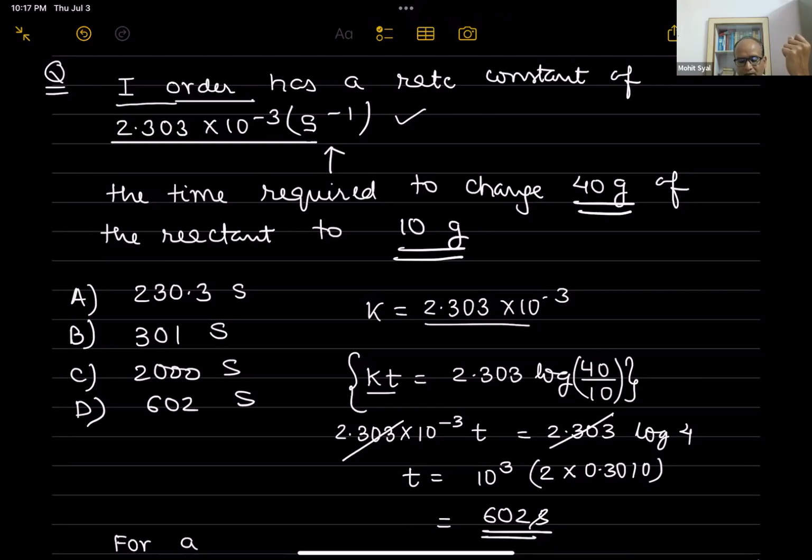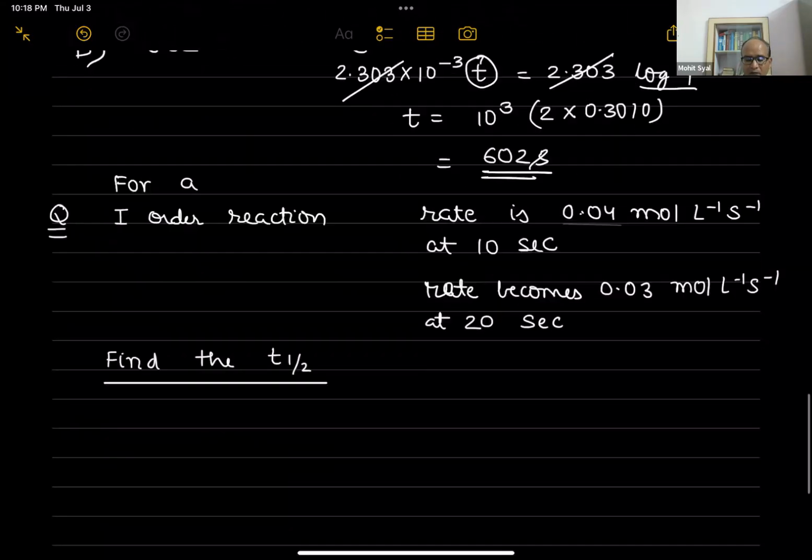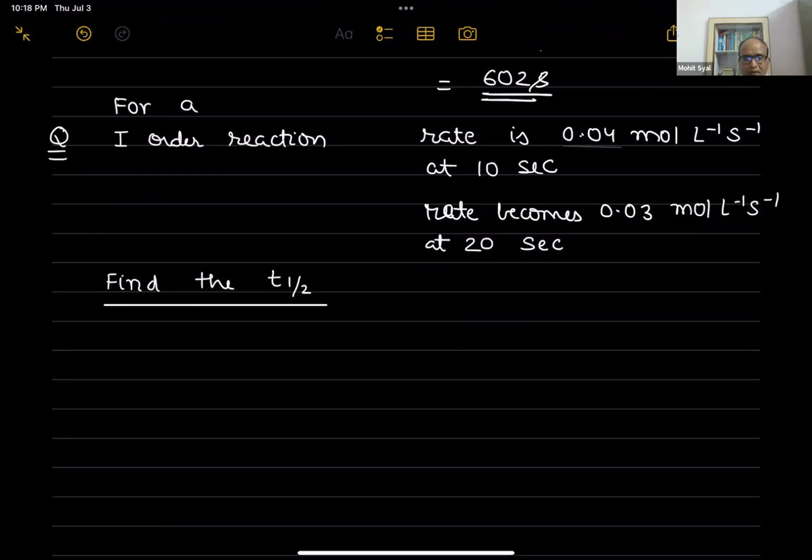Yes, sir. kt equals, this is the integrated rate law for the first order reaction. Put the value of K over here, and you can find out the time. Okay, this 2.303 will get cancelled, and the log term is log 4, so easily you can figure it out, right? So I hope this is clear, Jaslin. Yes, sir. Okay. Yeah, Ibrahim, how did you get this answer? Now tell me. Yes, sir.